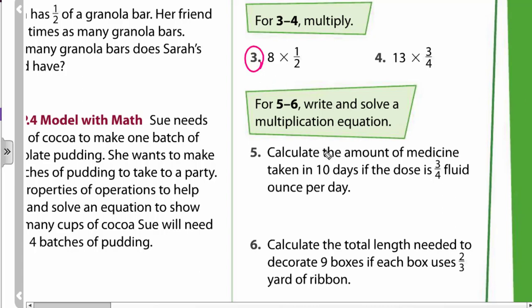Let's multiply 2 over 1 over 2. What should we do? Multiply the 8 by the 1 or the 2 or both of them? The 2. We should multiply the 8 by the 2.